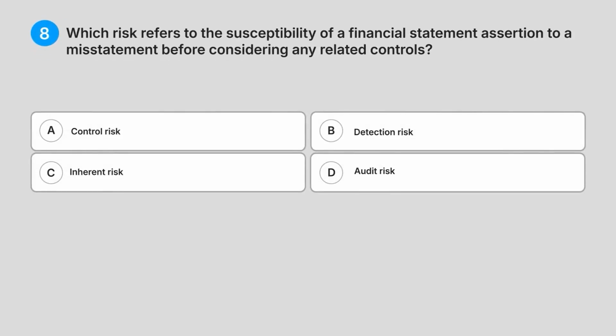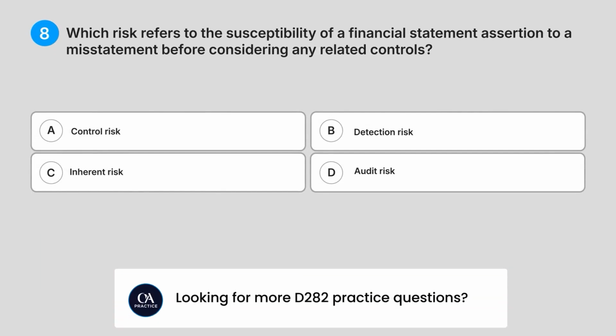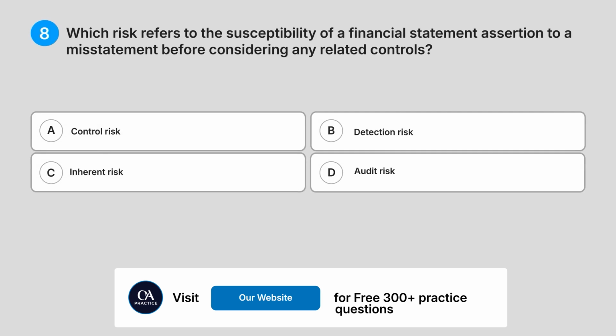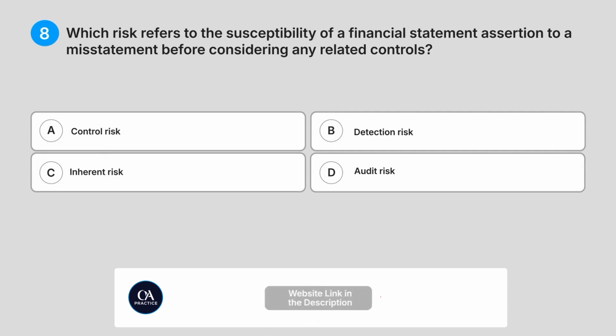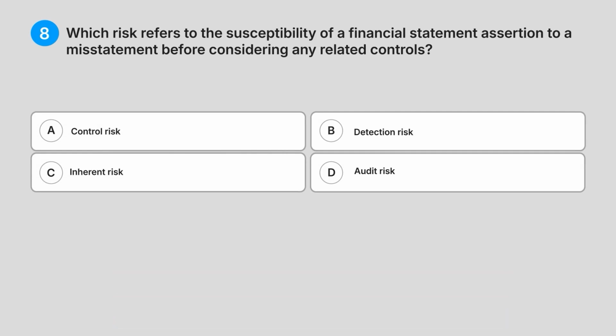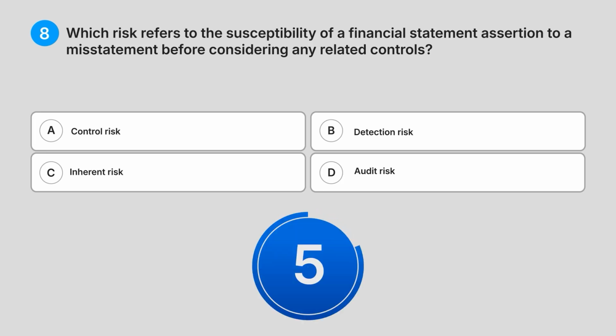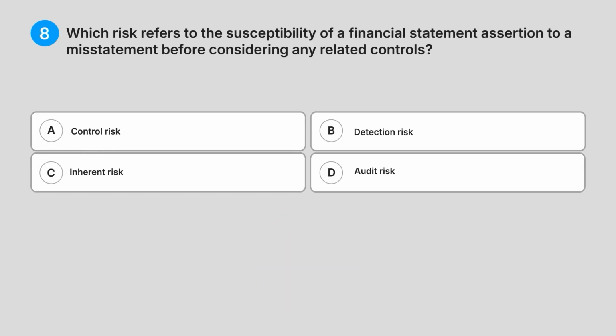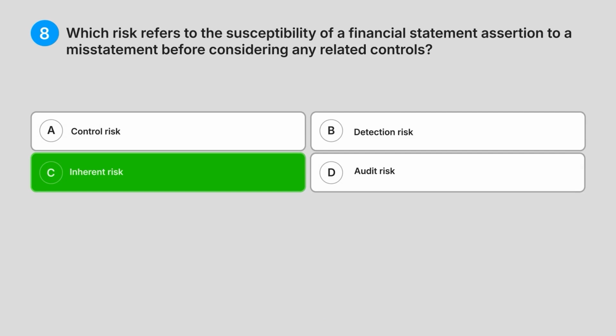8. Which risk refers to the susceptibility of a financial statement assertion to a misstatement before considering any related controls? A. Control risk. B. Detection risk. C. Inherent risk. D. Audit risk. Can you guess the answer? Correct answer. C. Inherent risk.